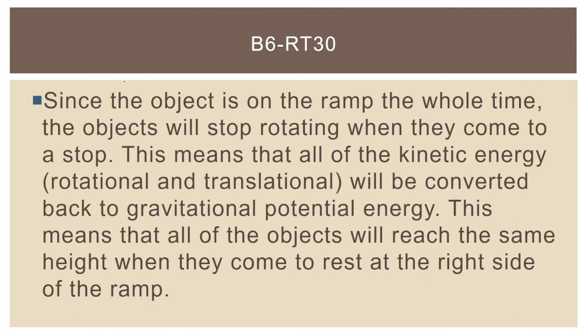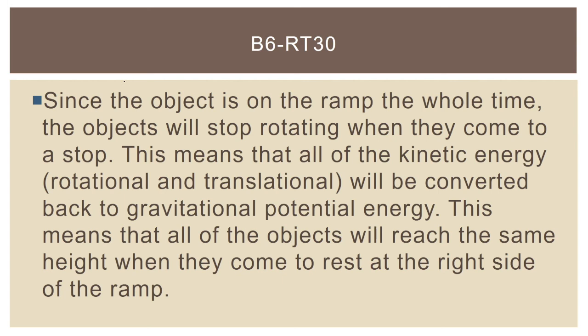And so the answer here says, since the object is on the ramp the whole time, the objects will stop rotating when they come to a stop. This means that all the kinetic energy, rotational and translational, will be converted back to gravitational potential energy. And this means all of the objects will reach the same height when they come to rest on the right side of the ramp. If you are thinking that this is confusing, I think that makes sense.